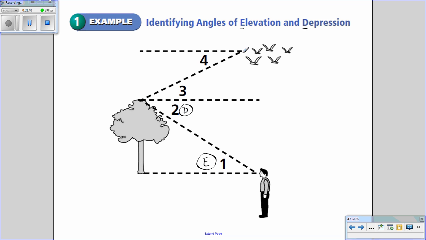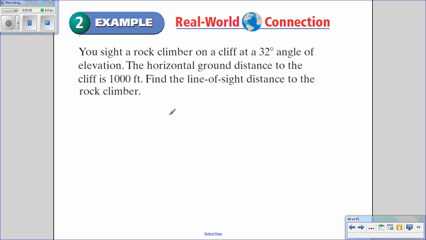Again, looking up. So the little guy up here on the tree is looking up at the flying seagulls or whatever kind of birds those are. That would be an angle of elevation. And at the same time, looking down here, angle 4 would be depression. So really not that complicated. Now let's go ahead and apply the angles of elevation and depression to figure out some information.